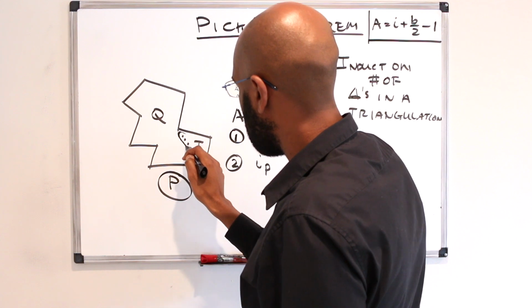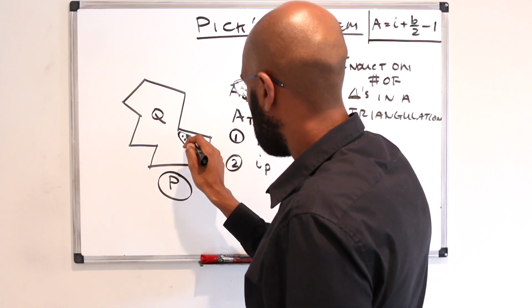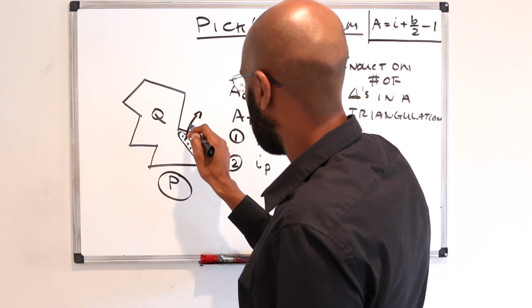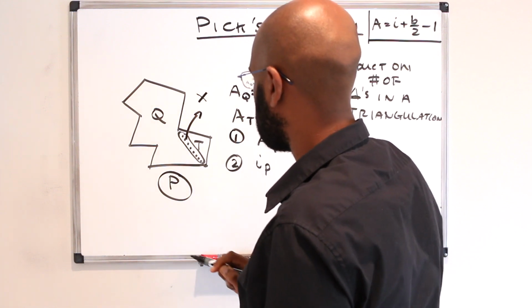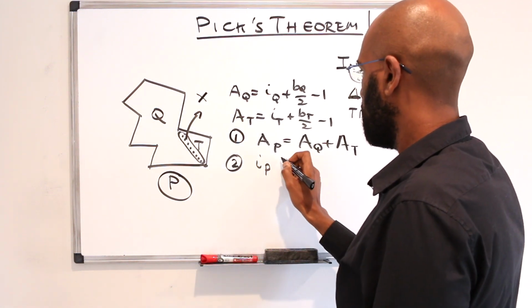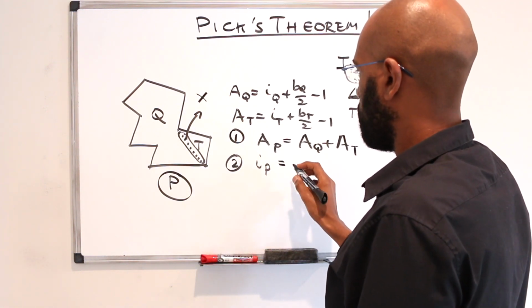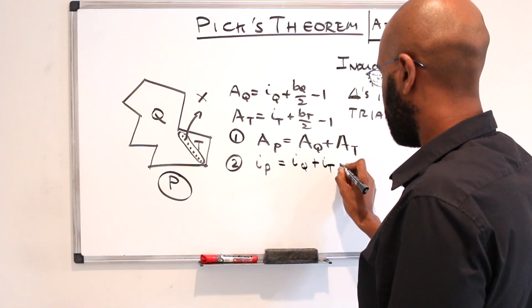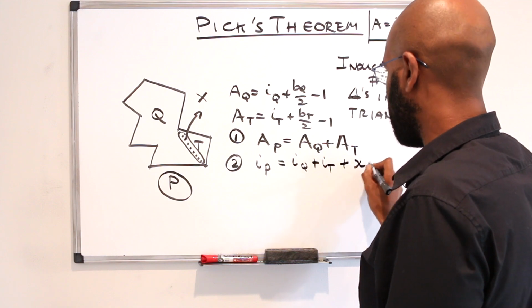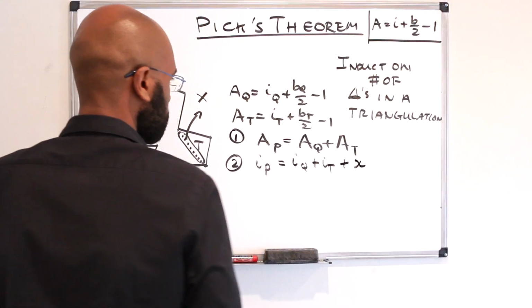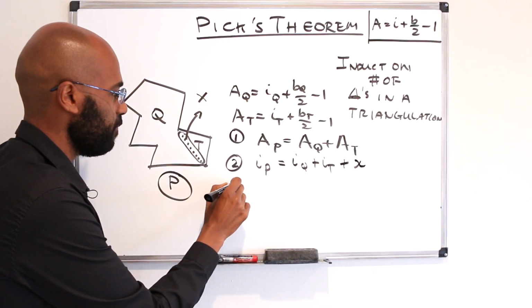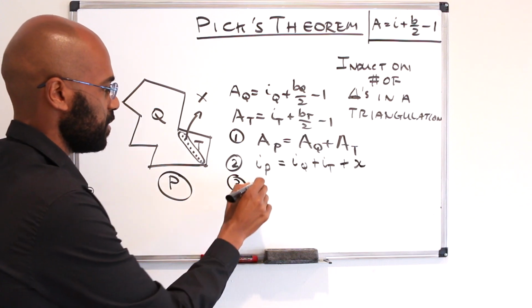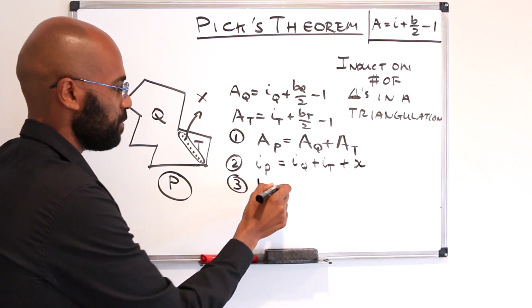So let's give a name to these points. Let's say there are X points over here. We don't know what that is, but we know that the interior points of P is going to be the interior points of Q plus the number of interior points of T plus whatever this value X is that we don't know. Hopefully somehow this X will come up in the boundary points, but we'll see.